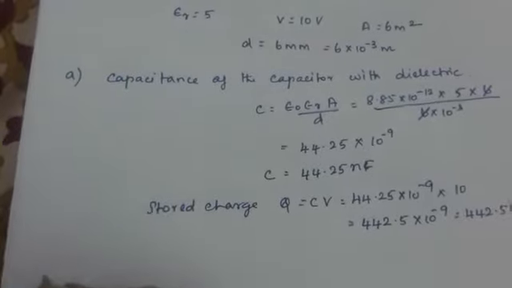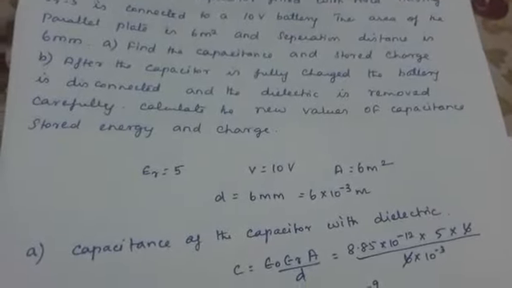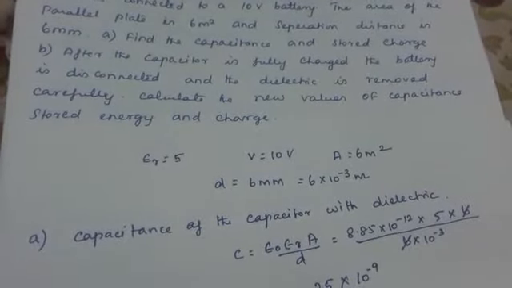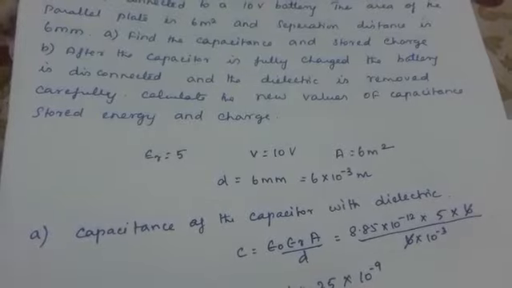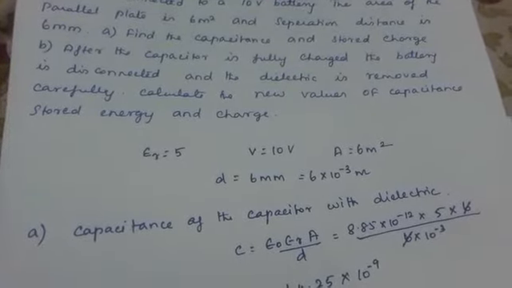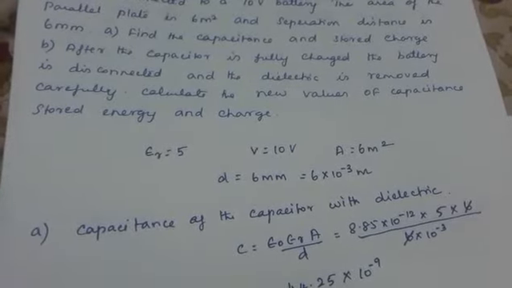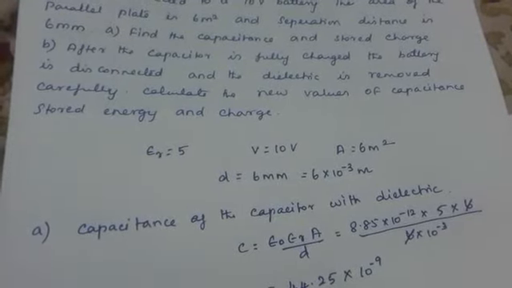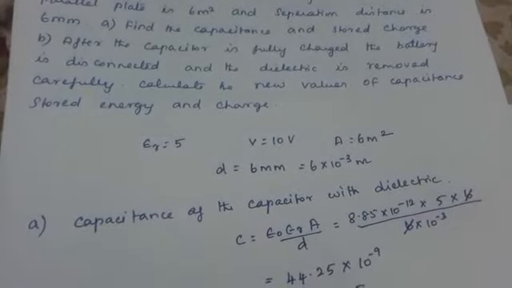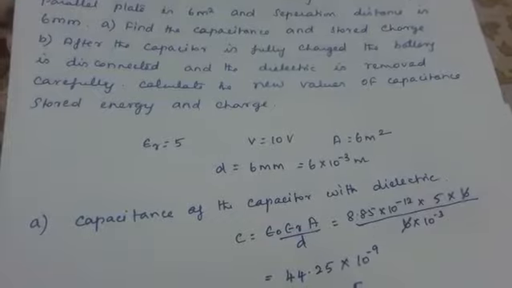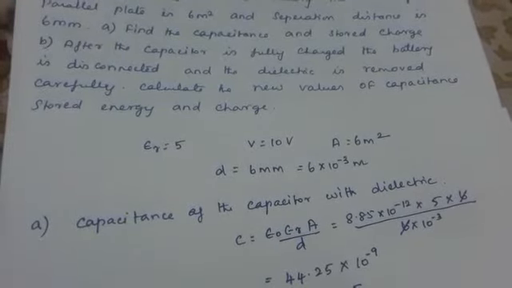Now we have completed the first part. We'll go for the second part. After the capacitor is fully charged, the battery is disconnected, and the dielectric is removed carefully. Calculate the new values of capacitance, stored energy and charge.